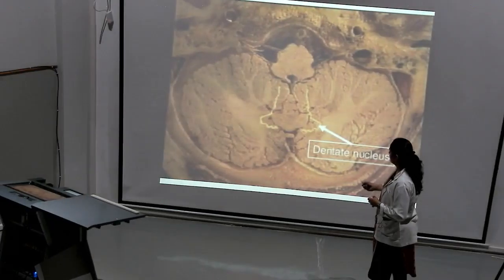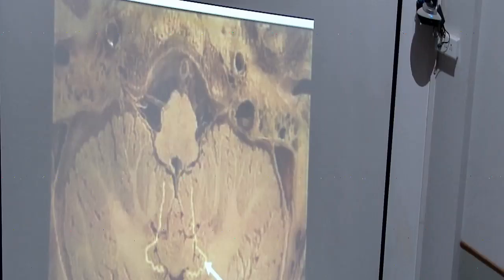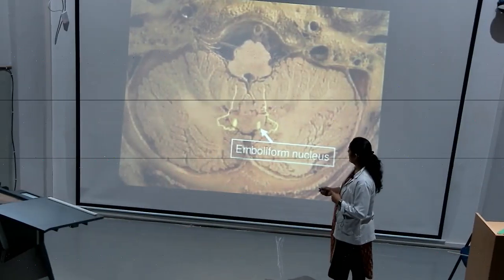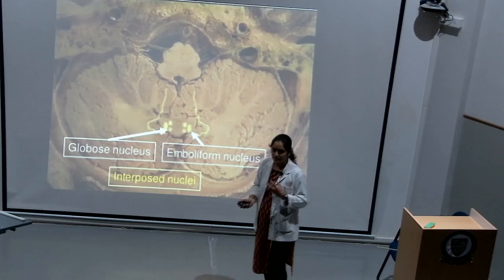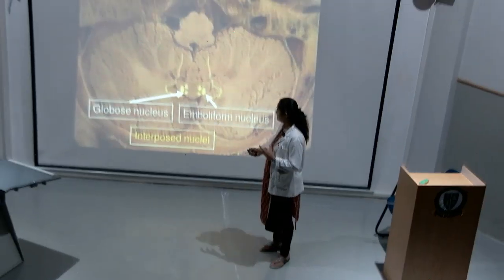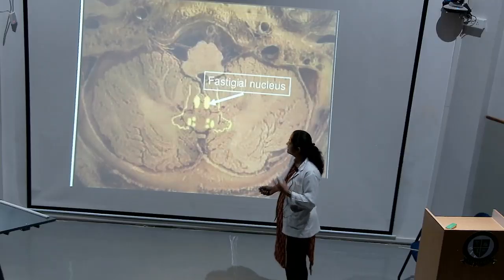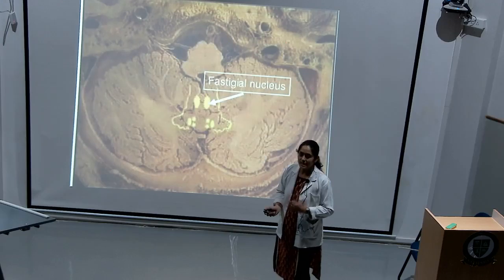The dentate nucleus is concerned with the lateral zone of the cerebellum, helping in skillful movements. You can see here in the picture the emboliform nucleus and the globose nucleus, together called the interposed nuclei. They represent the paleocerebellum and are concerned with control of posture and tone of limb and axial muscles. And this is the vestibular nucleus, the oldest one, concerned with maintenance of equilibrium, related to the archicerebellum.